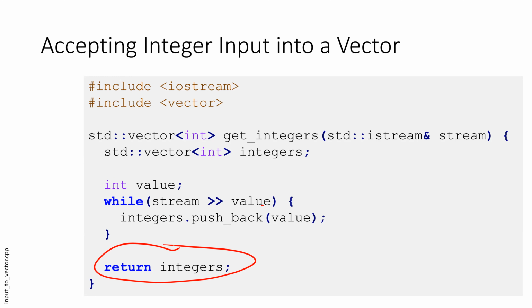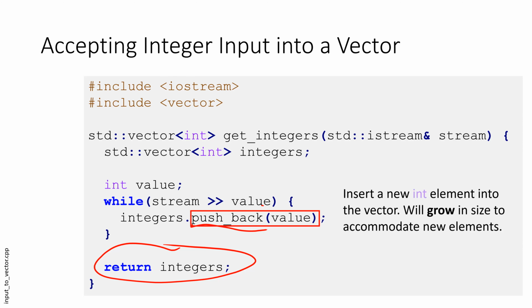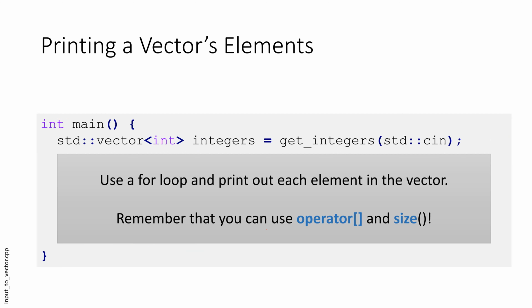Okay, so the code's very short now, right? The fact that this vector can grow has made my life a lot easier. And I'm growing it with this push_back member function. Okay, so hopefully that made sense.